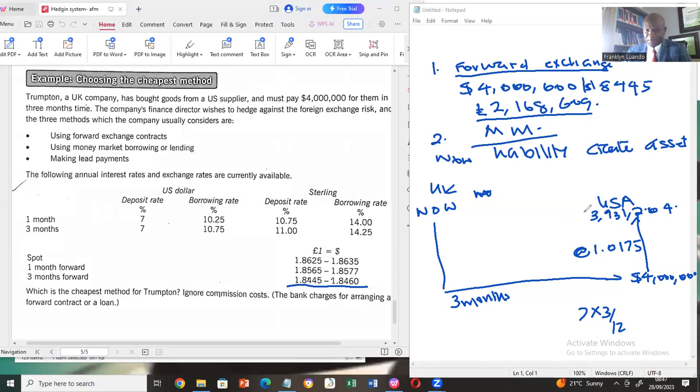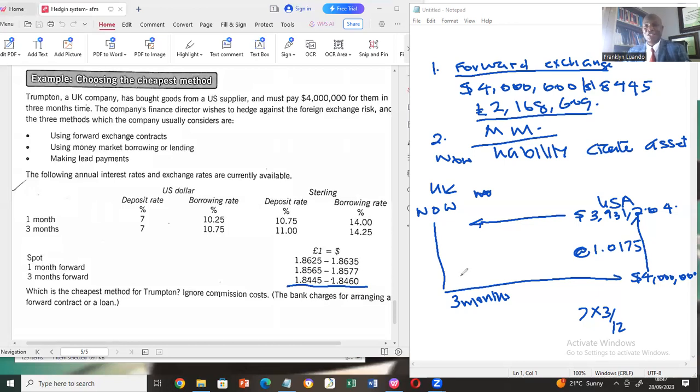204 dollars. We need this amount to deposit in the money market so that in 3 months' time, this amount will grow to 4 million and you'll be able to pay the liability. But now, where do we get this money? This money we should borrow in the UK. So we should borrow in the UK the pounds to buy the dollars to invest in the money market.